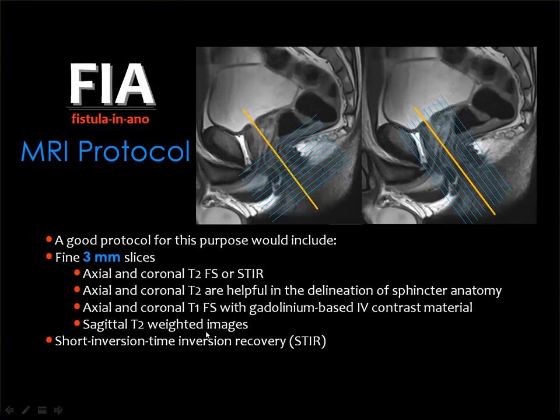Then we should have axial, sagittal, and coronal high resolution T2. Then we should have axial and coronal T2 with fat saturation. Then we should have axial and coronal T1 with fat saturation after injection of contrast material.